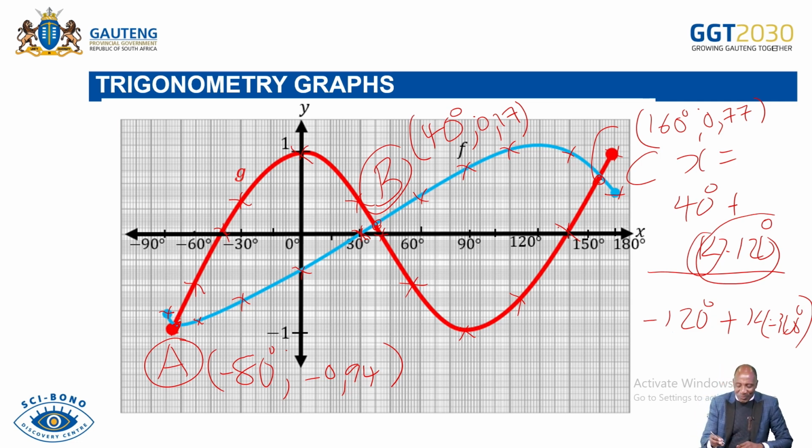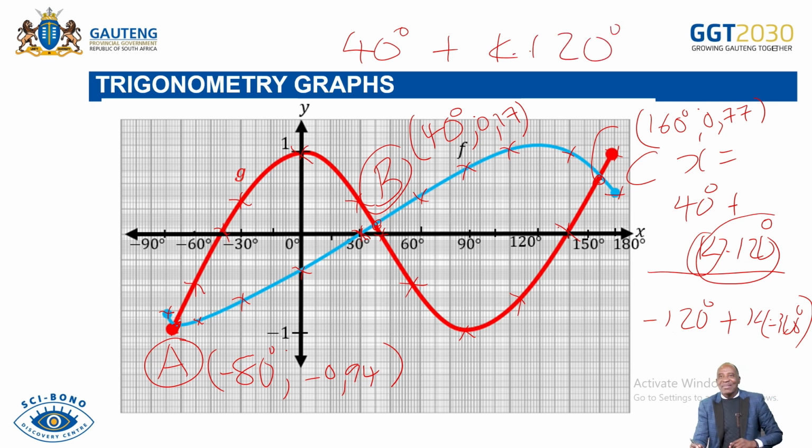Remember, your general solution said 40 degrees plus k times 120 degrees. This is where that k element of integers is important. Otherwise, you won't be able to get the coordinates of A, B, and C without substituting for k. So you always use your general solution. These two graphs, blue and red, meet at those 3 points A, B, and C. So for you to get those points, you take one general solution at a time. In this case, I chose the 40 degrees plus k times 120 degrees.